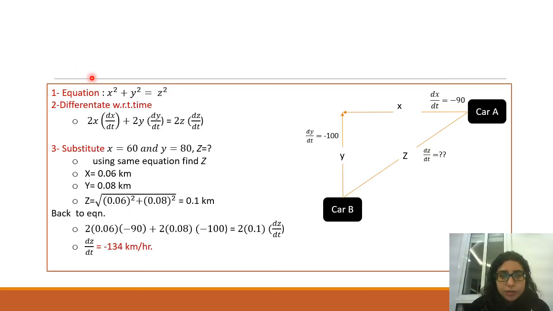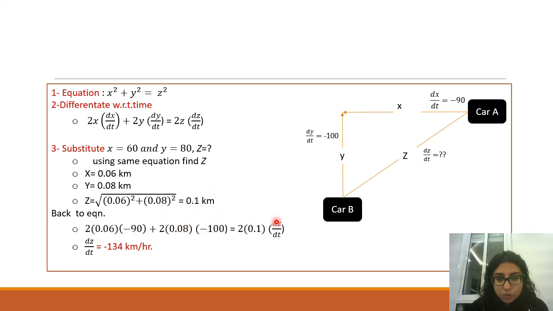So here is the Pythagoras equation of my triangle: x squared plus y squared equals z squared. I differentiate with respect to time. Then I will substitute the x and the y, but I don't have a value for z. Since I don't have a value of z, I need to find it. So I will use the same Pythagoras equation, given the value of x and y, and z will be the square root of x squared plus y squared, and I found it here, it's 0.1 kilometer.